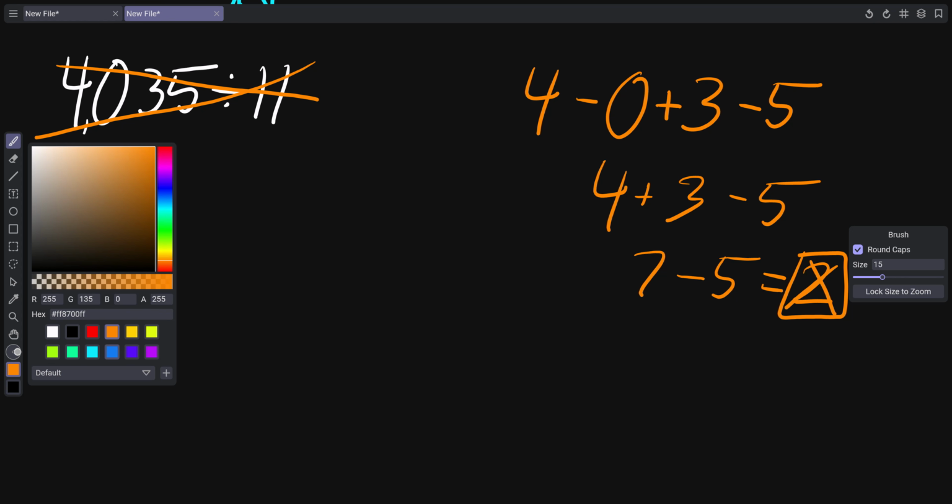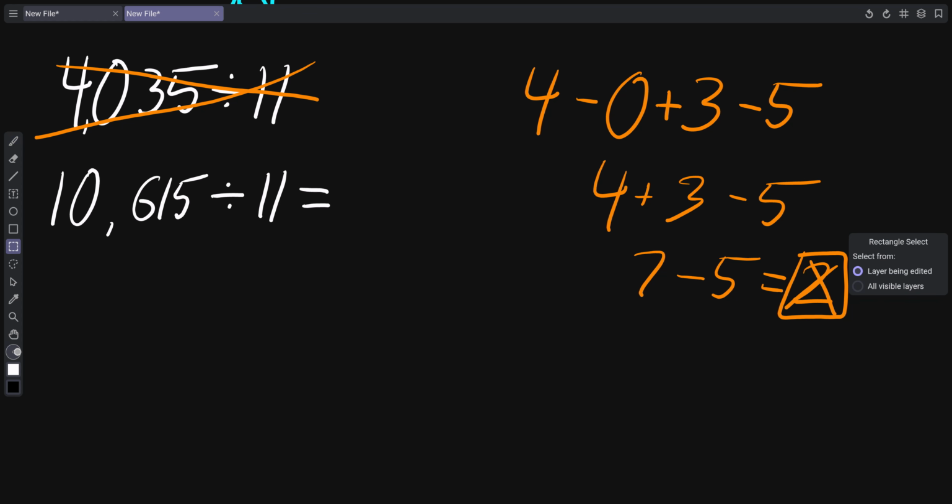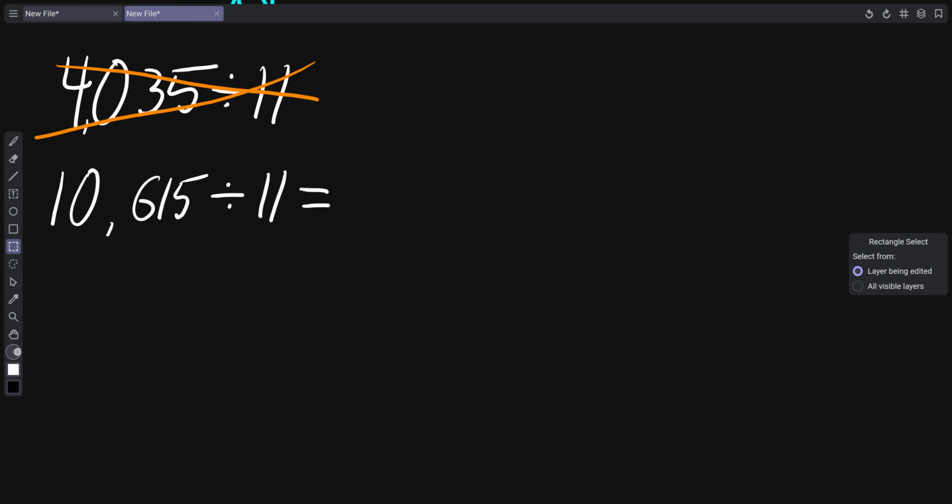I'll end this with one more example. Let's say we had 10,615. Could we evenly divide 11 into this? Well, let's find out. So we'll do the same process. I'm going to just erase what I had written over here. And then we'll check.